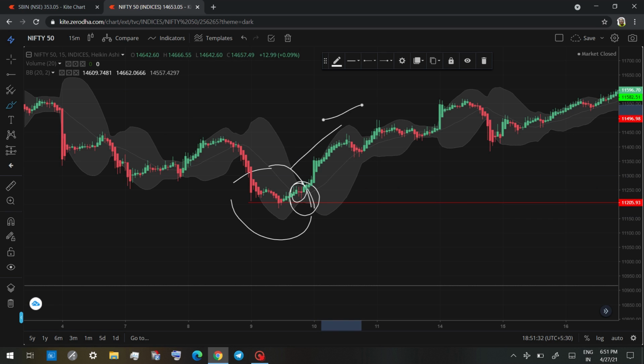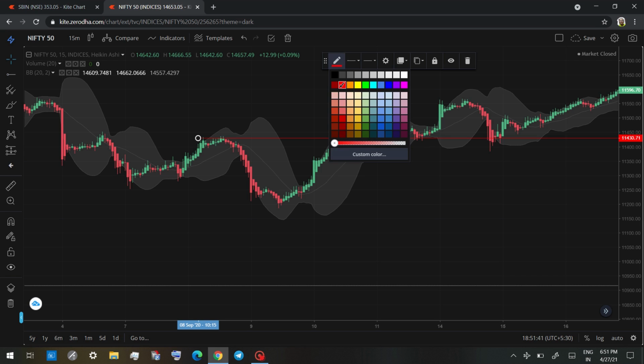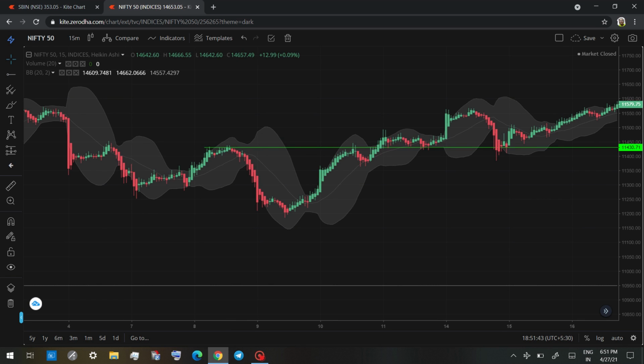Check here what I am drawing. This is the previous high. I am drawing from the previous high. Okay, it tried to cross the previous high but wasn't able to cross the previous high, so bearish. It tried to consolidate, another strong move, but wasn't able to cross the median, so bearish movement.